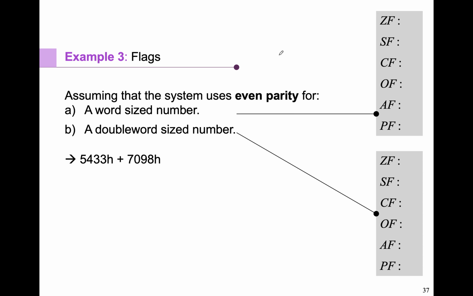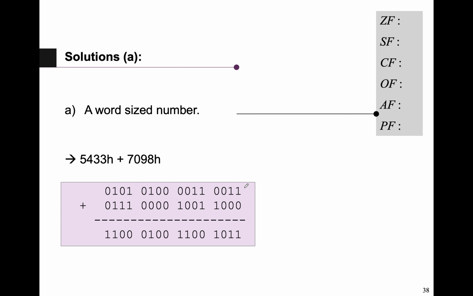So over here, example number 3. You also have a flag example. Assume this system uses even parity for a word size number. Words are how many bits, 16 bits or 32 bits? A double word size number is 64, while a word is 32. You add these two. What is going to happen? This is binary for 7098, and this one is 5033. When you add them together, you will get this value.